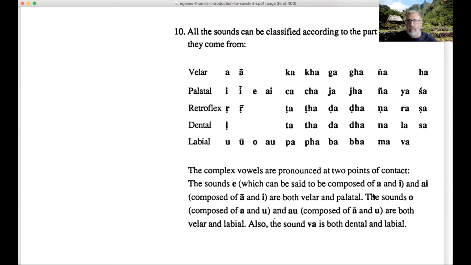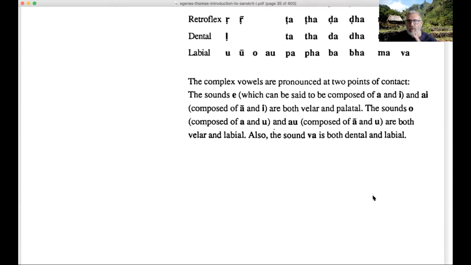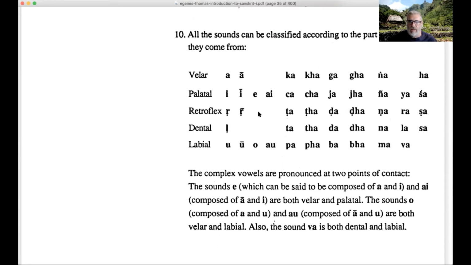Right? Now, using the nasal passages, we can nasalize those things, and we can use what's called anunasika, which is nasalization, or we can pronounce a pure nasal like the anusvara. Okay, so the complex vowels are pronounced at two points of contact. Now, what are the complex vowels? These diphthongs are complex vowels.